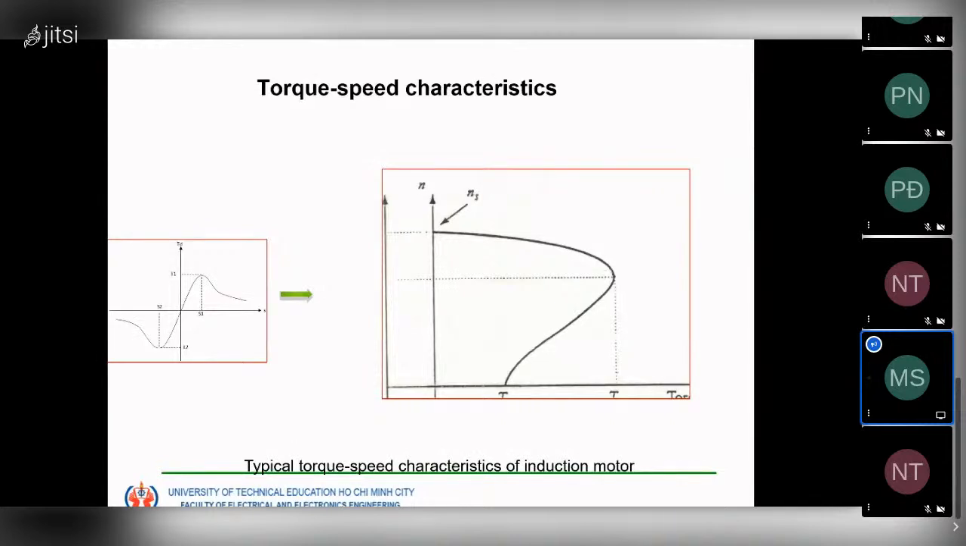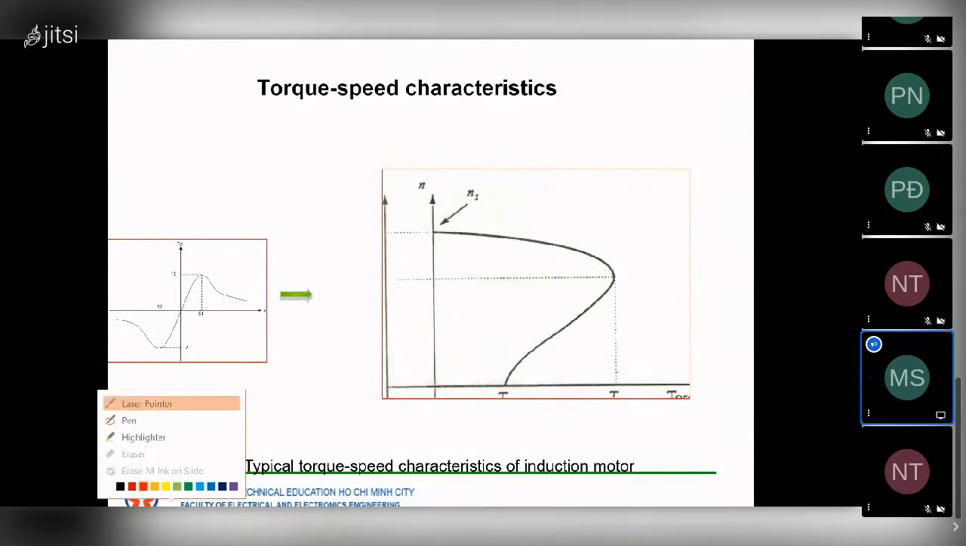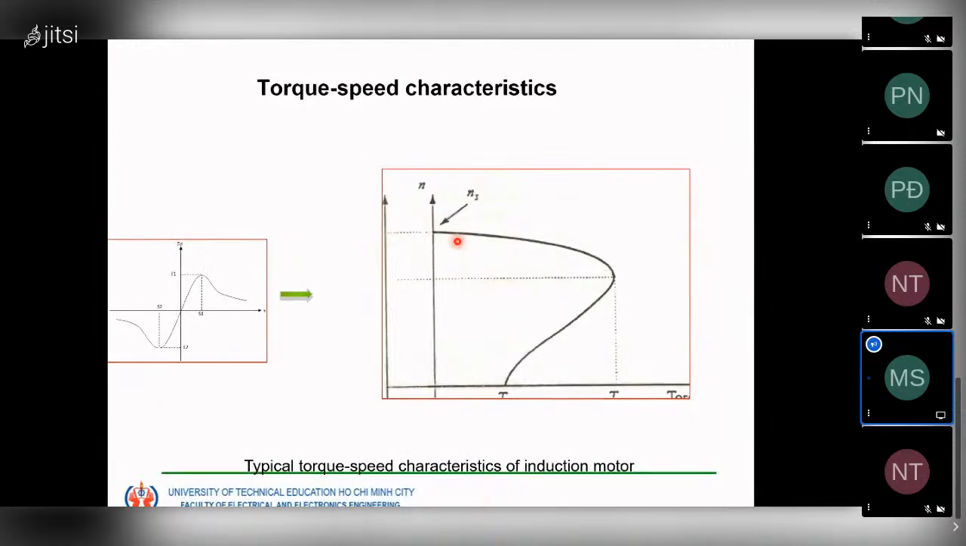In the vertical axis, we have two quantities. The first is speed, and the second is slip. Do you remember? Yes or no?